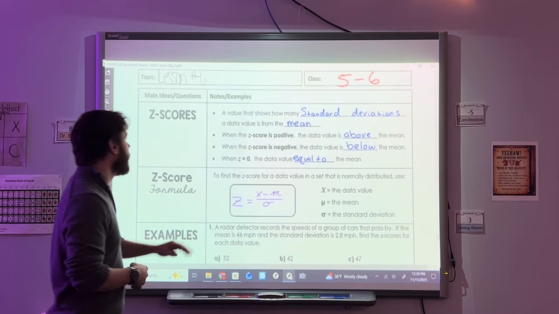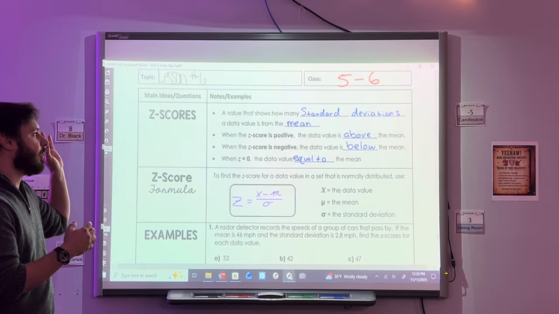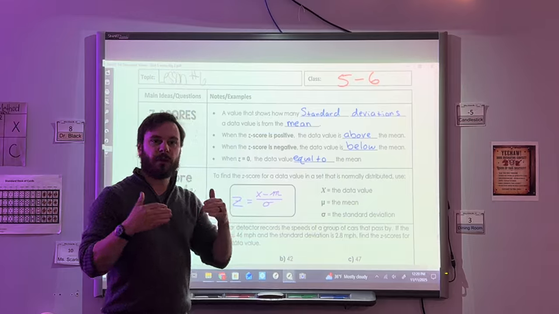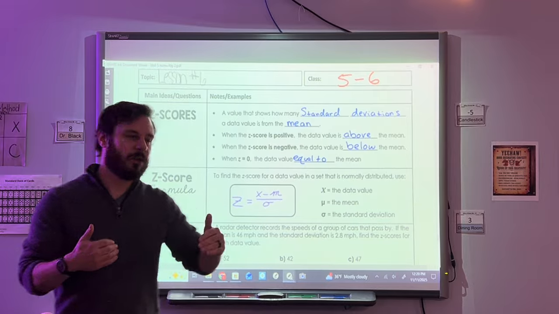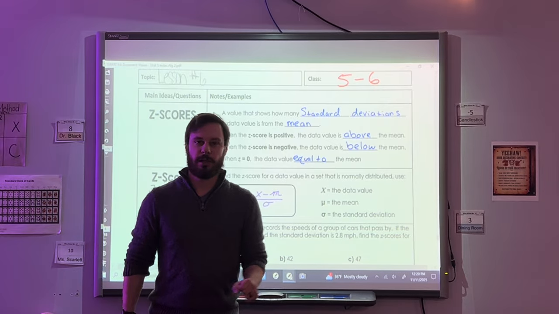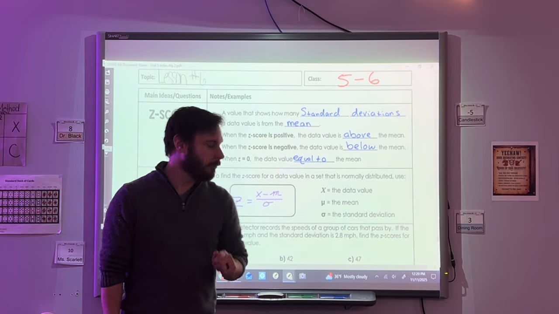All right. The z-score shows a value that is how many standard deviations from the mean. If your z-score is positive, that means you did better than average. If your score is negative, then you did below average. And then when your z-score is 0, that means you are exactly equal to the mean, you are right in the middle.